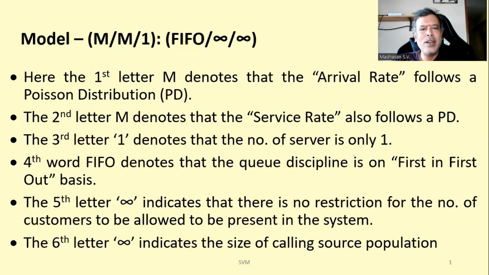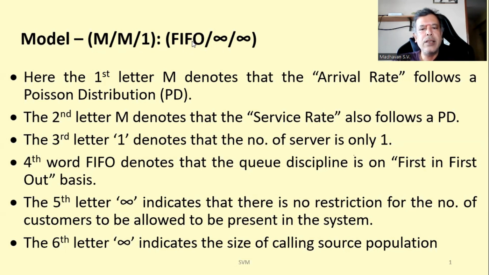In this video, we will understand the very first queuing model, which is M/M/1, FIFO, infinity, infinity. The first M denotes that the probability distribution of the arrival rate follows a Poisson distribution. The second M also denotes a Poisson distribution, but it addresses the service rate. The third symbol, 1, denotes that this particular model has a single server.